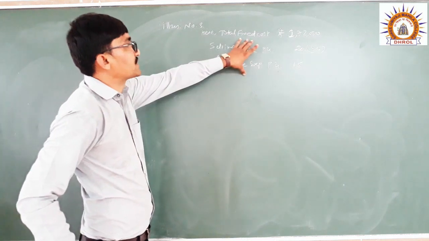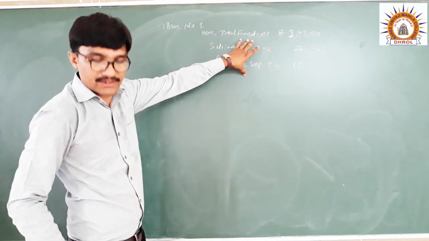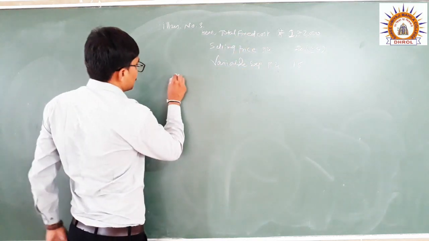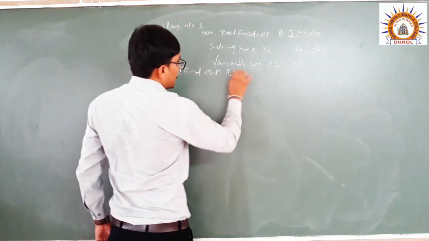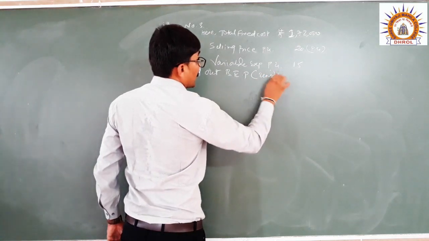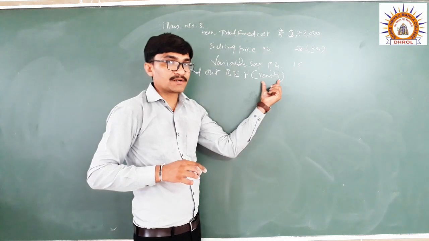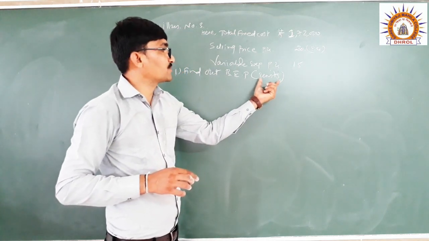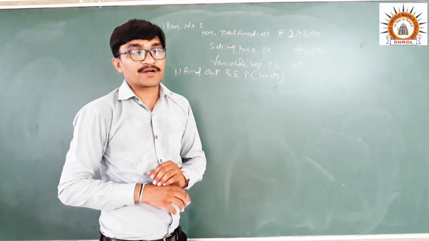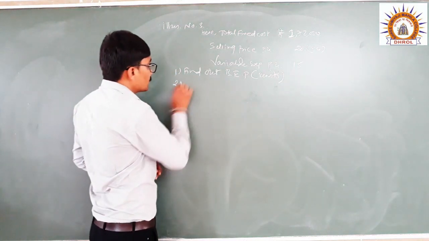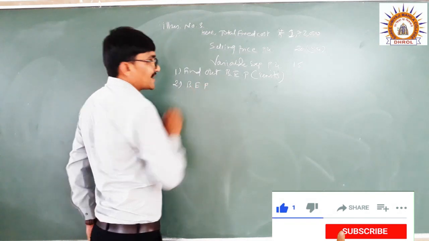So with the help of this given problem, you are required to calculate, first, break even point. First find out break even point in terms of units, right? You are required to calculate units. If you are required, suppose, to calculate in terms of rupees, then you should go through the calculation of break even point in terms of rupees, right? Then second thing you are required to calculate is BEP, that means break even point.